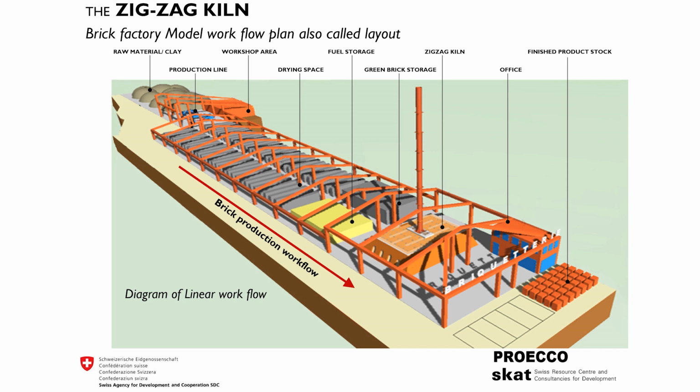As demonstrated in this diagram, while designing a brickwork, it's always good to start with the raw material component, continue with machinery, drying space, kiln, and end with finished goods. The above diagram is an example of a linear workflow.